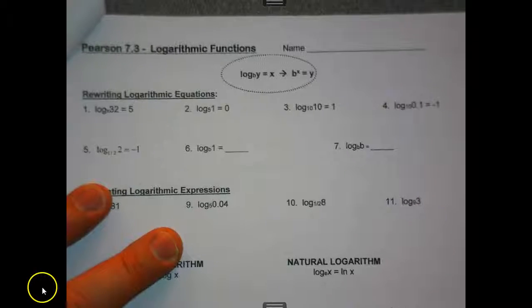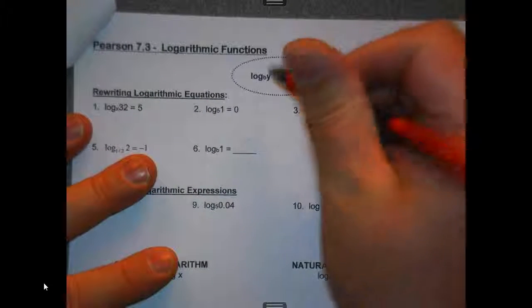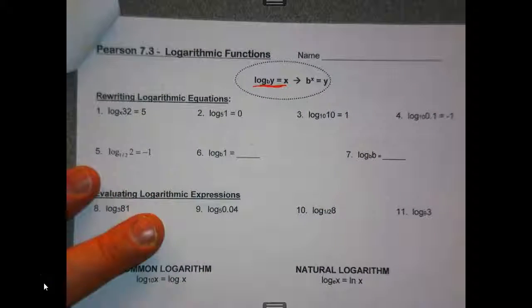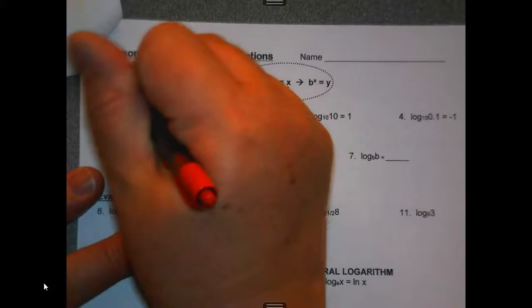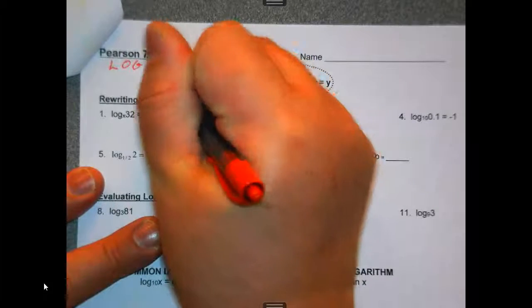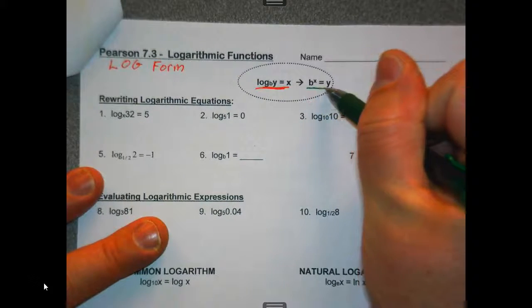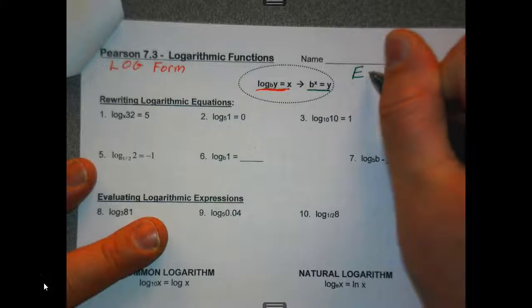Logarithmic functions. All right, so pay attention because this gets complicated really fast. On the left-hand side here, log base b of y equals x. That is what we call logarithmic form. And on the right-hand side, we have b to the x equals y. That's what we call exponential form.